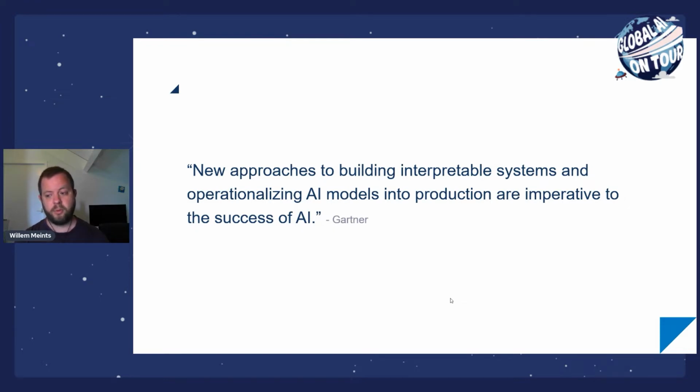One of the best quotes that I found is from Gartner in this regard: new approaches to building interpretable systems and operationalizing AI models are imperative to the success of AI. So it's not just about building a model and putting it in production somehow, maybe emailing it to the ops guy and he or she will put it in production. It's also about being able to supply information to your customers about the performance of the model and actually explaining why the model works, and adding information about when it doesn't work and what the customer can do about that.